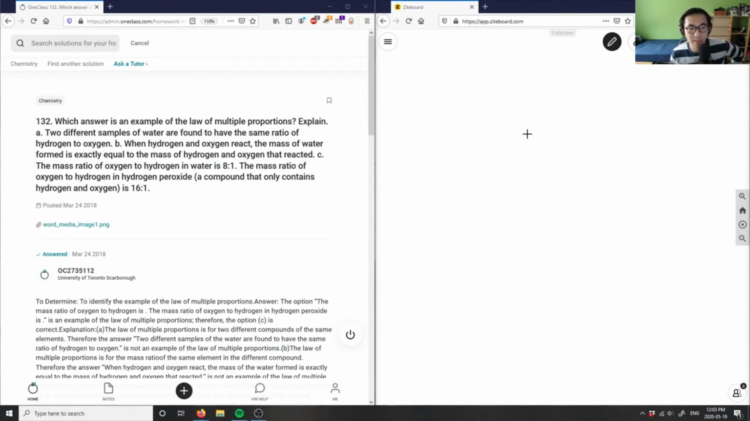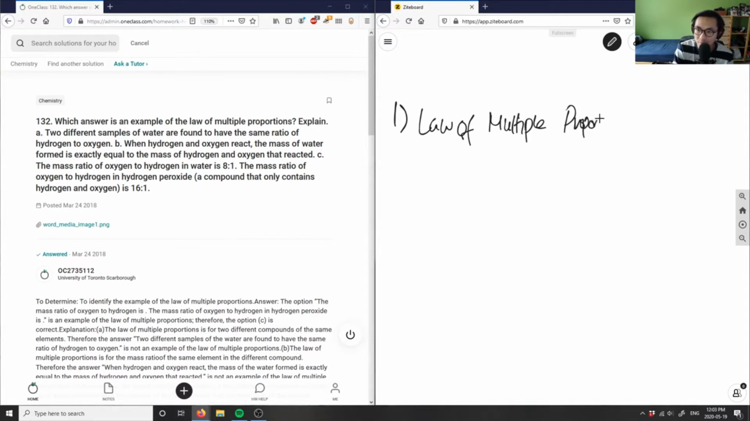The question is asking us which answer is an example of the law of multiple proportions. So I want something to look at, something to do with the law of multiple proportions. And I think we have to pick between three choices here. So, law of multiple proportions.